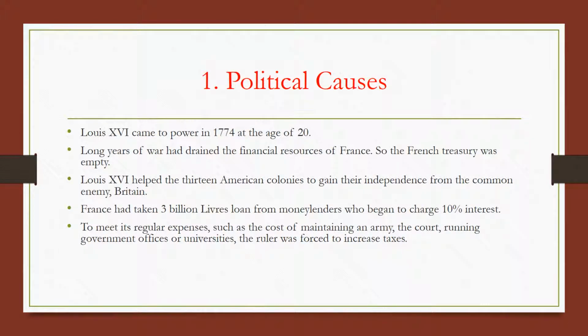Louis XVI came to power in 1774 at the age of 20. Long years of war had drained the financial resources of France, so the French treasury was empty. Louis XVI helped the 13 American colonies to gain their independence from the common enemy, Britain. France had taken a 3 billion livres loan from moneylenders who began to charge 10% interest.